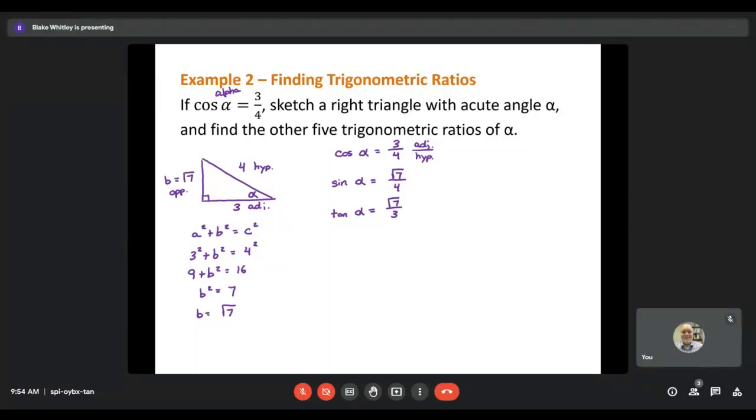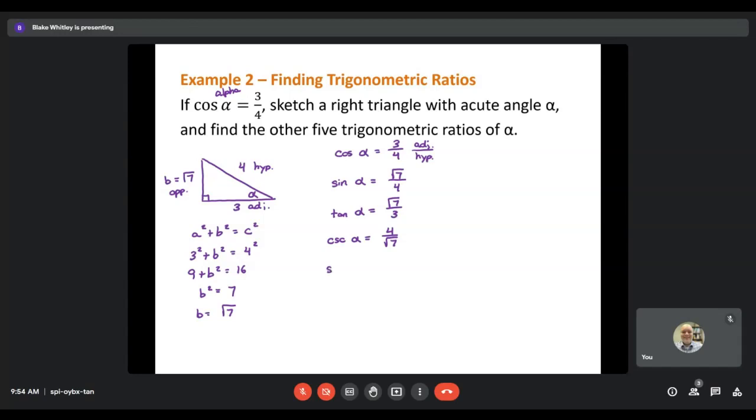Right. Now I'll go ahead and do cosecant. So cosecant of alpha. Remember, cosecant is the reciprocal of sine. And so I'm going to take the sine value, I'm going to flip it, and that's going to give us 4 over square root of 7. And again, I'm fine leaving it just like that.